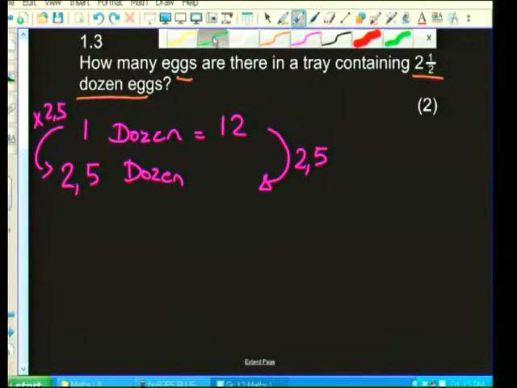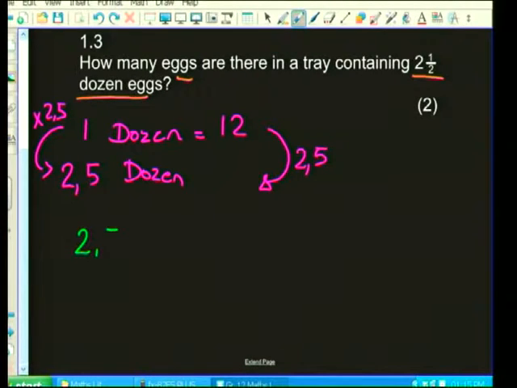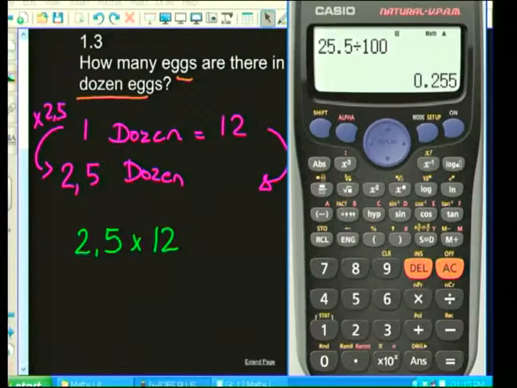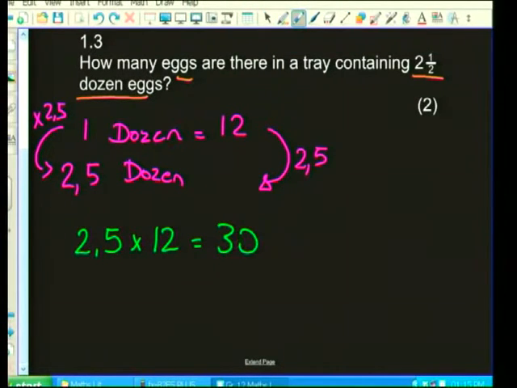Instinctively, you might have known this. You might have known that we need to take 2.5, and 2,5 is easier for me to write that way. It's easier for me to actually type it into the calculator. So I always like to write my 2.5 as 2,5. And we're timesing that by 12. I'm going to use the calculator. 2,5 times 12 is equal to 30. So that is 30 eggs.